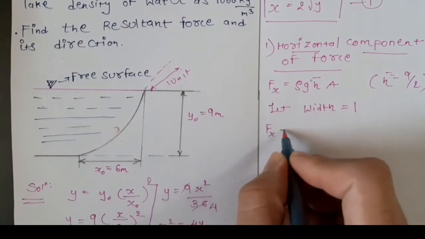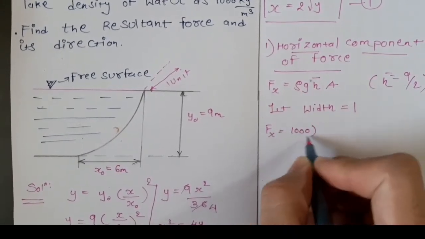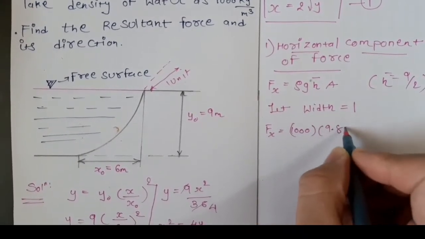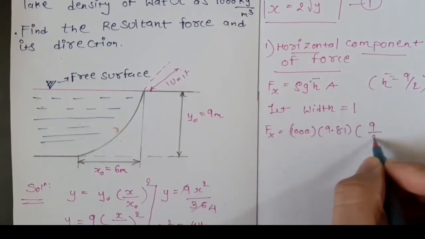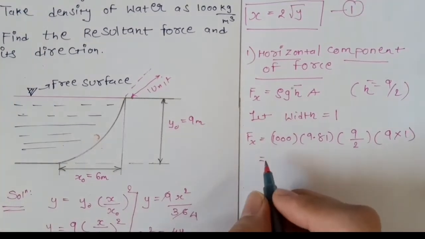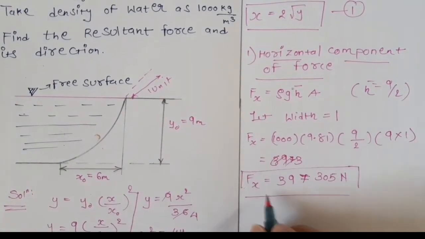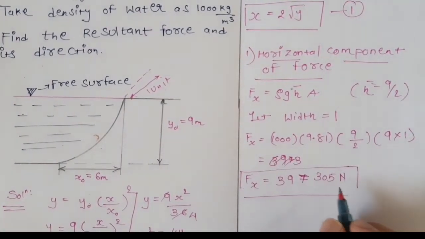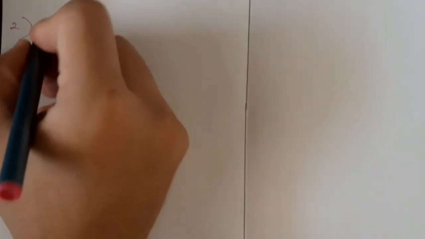So Fx equals to 1000, density will be 1000, g will be 9.81, h bar will be 9 by 2, and area will be 9 into thickness, that is 1. So if you calculate this, you will get Fx equals to 397,305 Newton. So now we will calculate the vertical component.